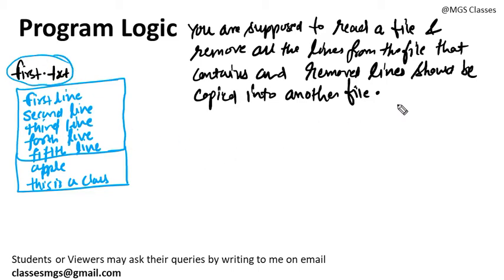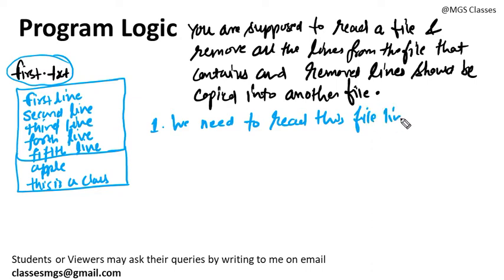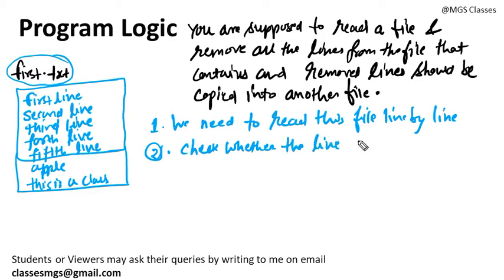So let's suppose this is the first.txt file. Now what we need to do is read this file. The first step would be to read this file line by line. And then you need to check whether the line contains the character A anywhere.